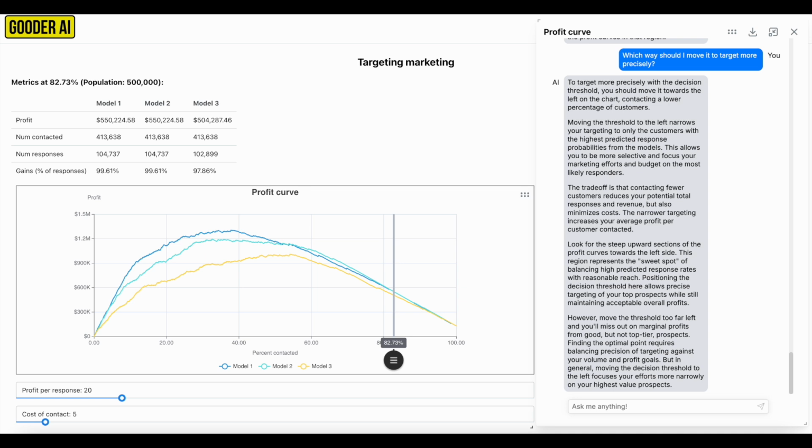Look for the steep upward sections of the profit curves towards the left side. This region represents the sweet spot of balancing high predicted response rates with reasonable reach. Positioning the decision threshold here allows precise targeting of your top prospects while still maintaining acceptable overall profits. However, move the threshold too far left and you'll miss out on marginal profits from good, but not top-tier prospects. Finding the optimal point requires balancing precision of targeting against your volume and profit goals. But in general, moving the decision threshold to the left focuses your efforts more narrowly on your highest value prospects.